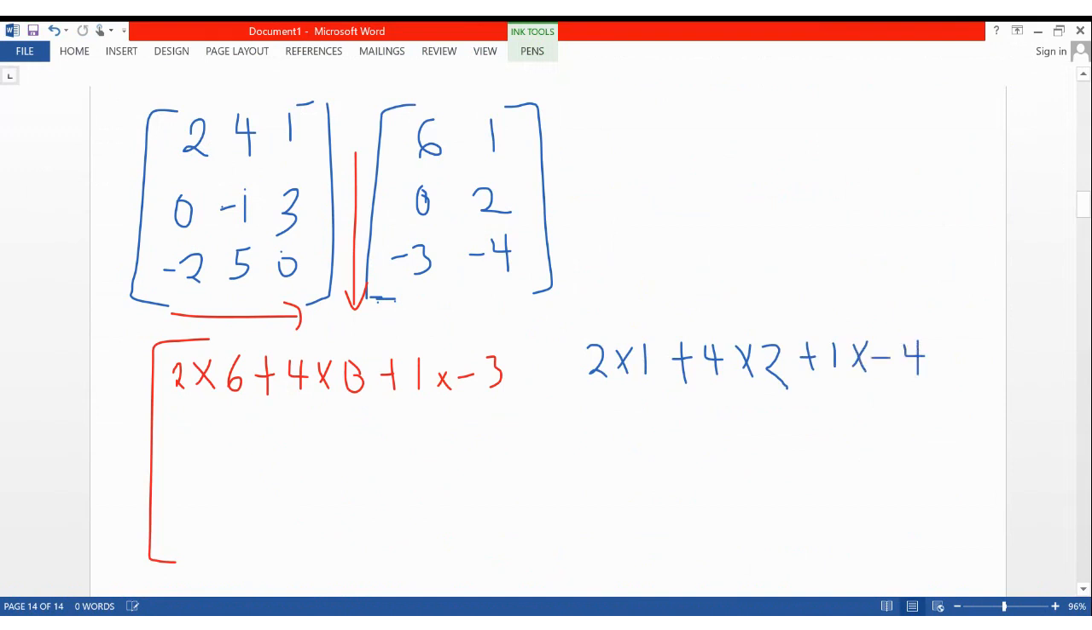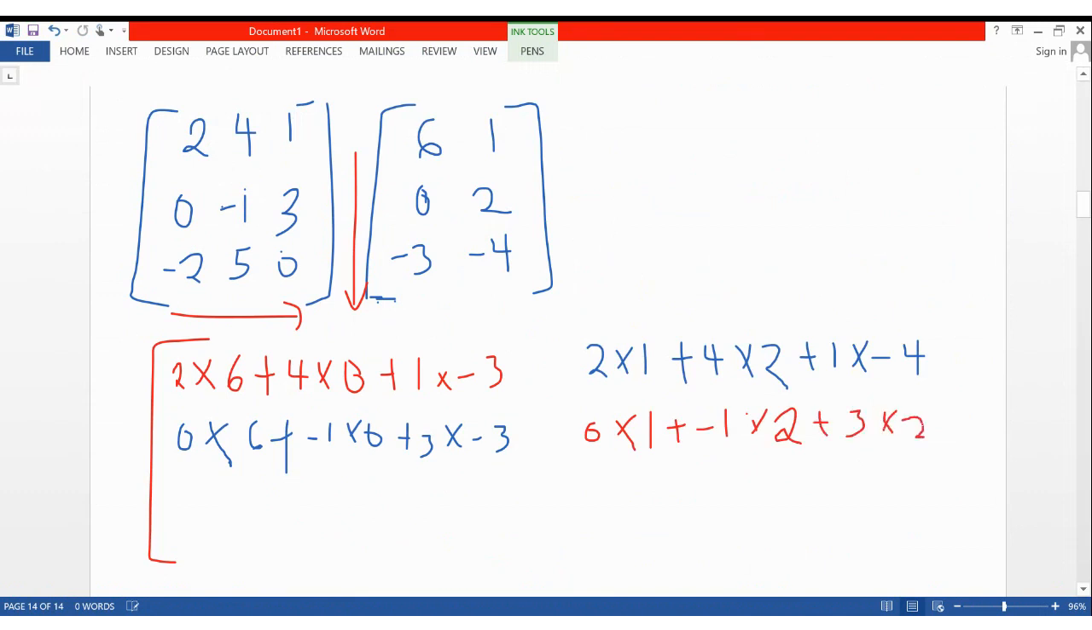So again, I'll move now to the second row. I'll have 0 times 6 plus negative 1 times 0 plus 3 times negative 3. The other one I'll have as the second row of the first matrix with the last column of the second matrix. So 0 times 1 plus negative 1 times 2 plus 3 times 2.